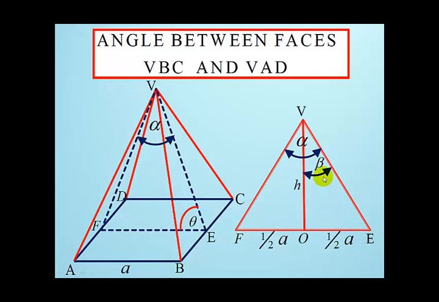Now, considering triangle VOE, beta is an angle. But don't forget that we are searching for the angle alpha, but we need to calculate beta first. After calculating the angle beta, we multiply the result by 2, and our alpha is out. Now let's proceed.